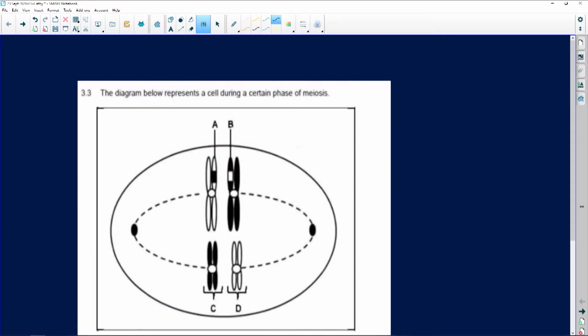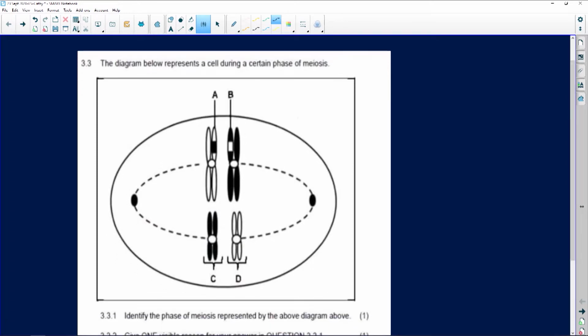Let's start with today's lesson. And what have we got here? We have got meiosis, and this is from junior. All right, and let's see what this question says. People, just remember, you are going to get questions on meiosis in paper 1 and in paper 2. You must know the different phases.